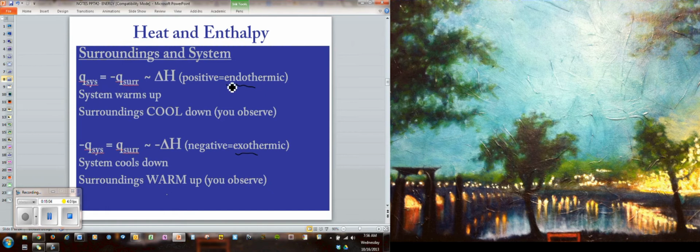That is a definition of an endothermic process. The system will warm up. You do not notice this. This is what you, as a scientist or as a student or as an observer, notice: the temperature of the surroundings. So even though this system or this reaction technically warms up because the energy is going into it, if you have a thermometer, you will notice a decrease in temperature.